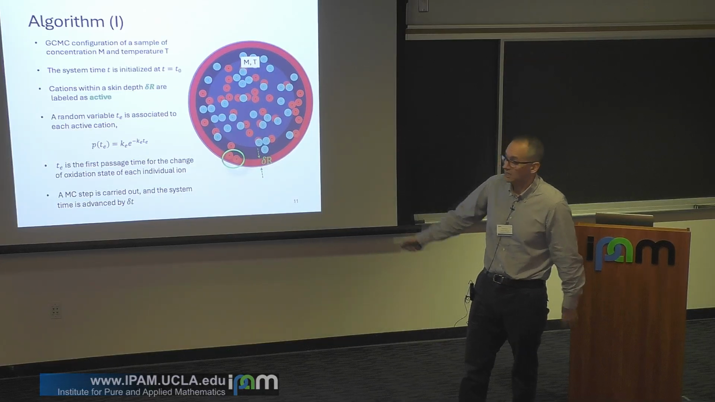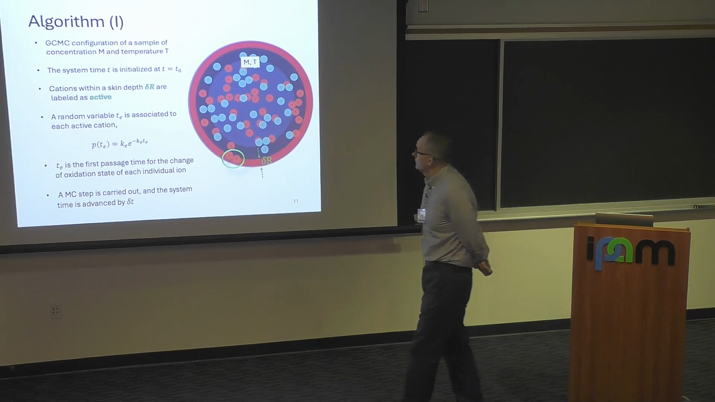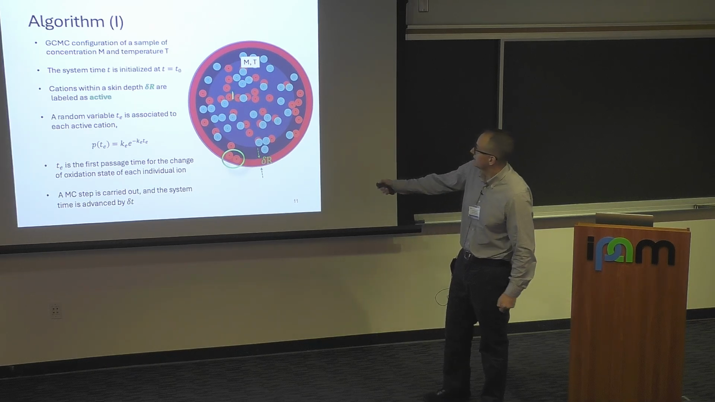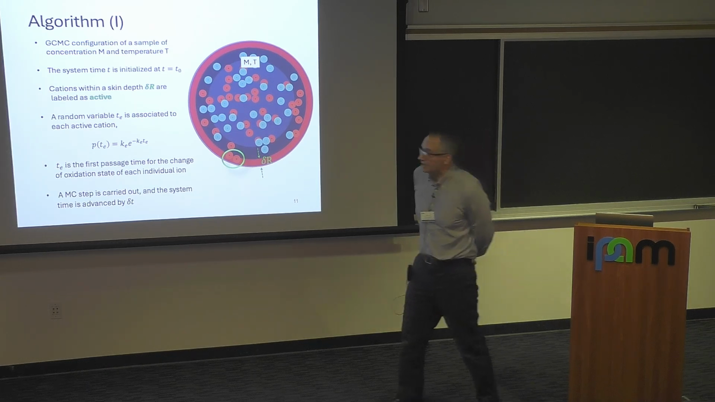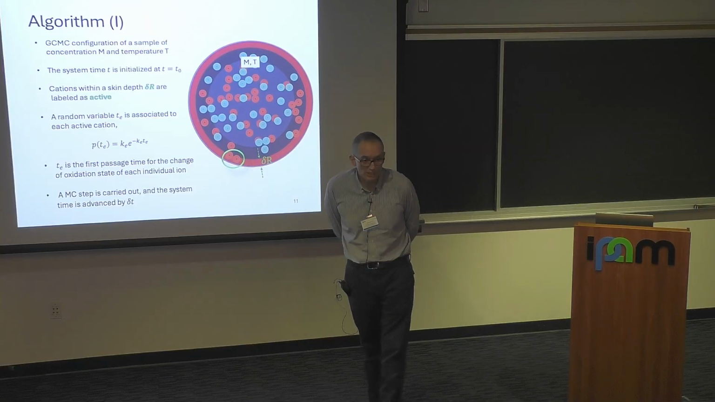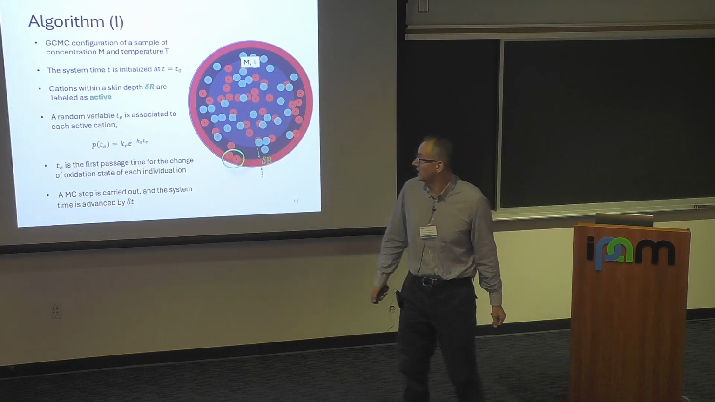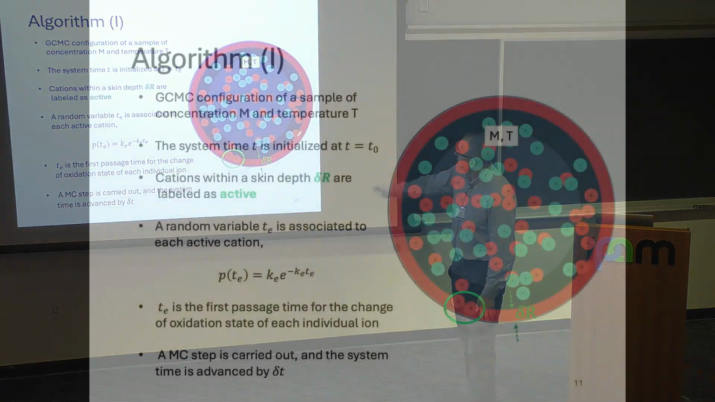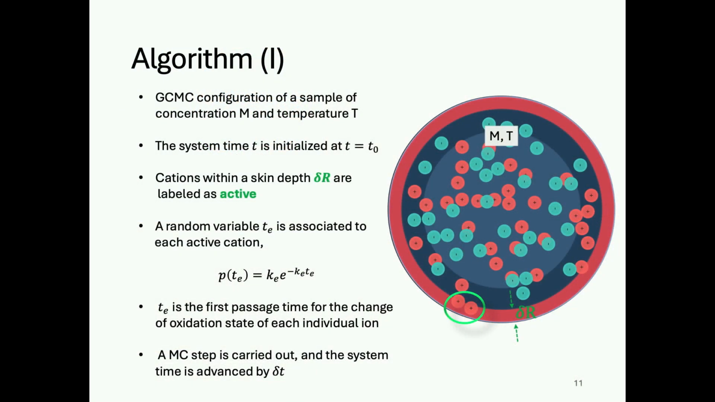So now the details of the algorithm, and then just to see how it works. First we start with a grand canonical Monte Carlo of this configuration at a given concentration and temperature. So the system is initialized at a certain time. Then we identify the cations that are active. That means that they are within some distance, delta R, with respect to the cathode.